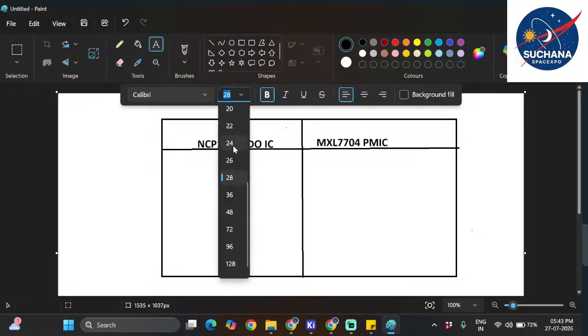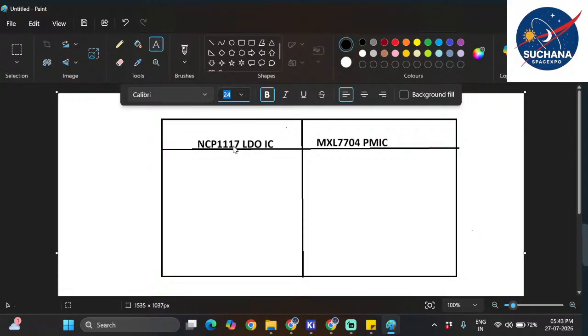Now we need to discuss the number of outputs produced by the first one and the second one. Coming to this one, it produces how many outputs? Anyone? Only one. Only one output.